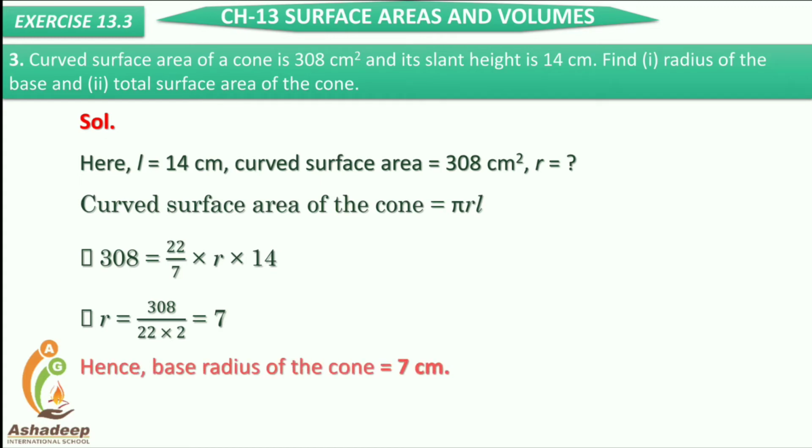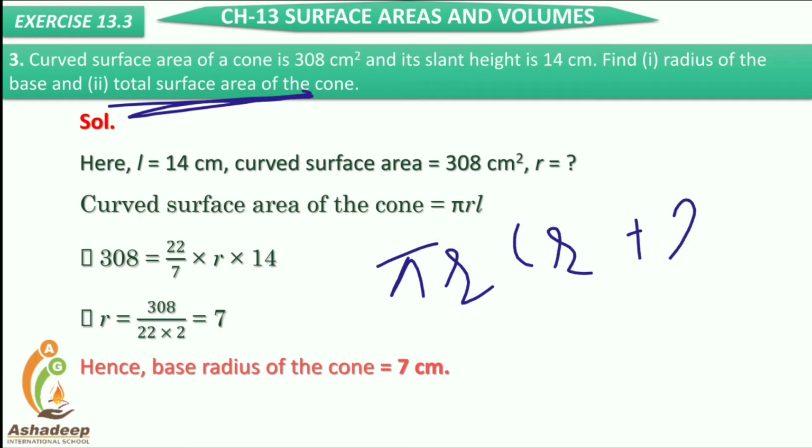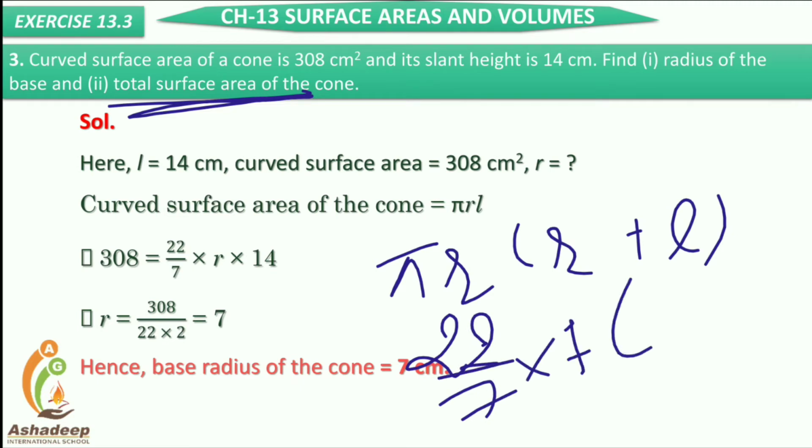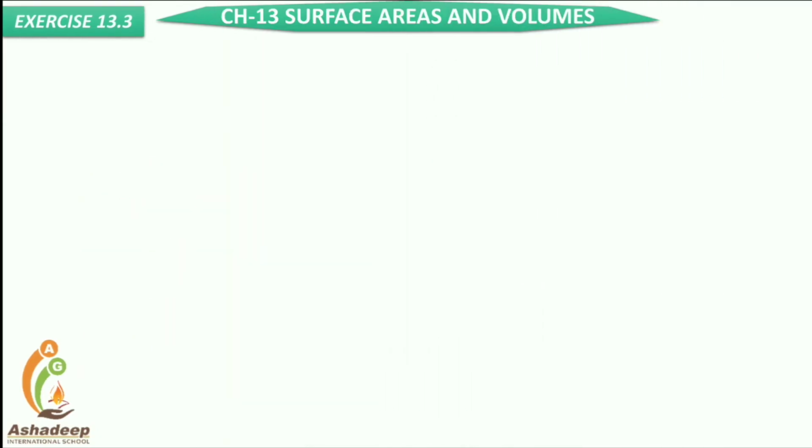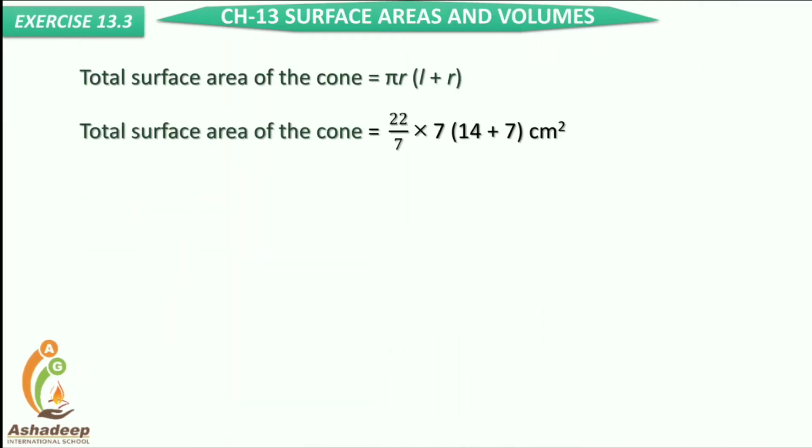Now the second question is the total surface area of the cone. We have to find out the total surface area of the cone. That is also easy. You just need to put the values into the equation, and that is pi r in bracket r plus l. What is pi? 22 by 7. Multiply by what is r? That is also 7. Here 7 plus what is l? L is 14. 7 cut. This is 21. 21 into 22 is your answer. Simple, right? So this is 22 into 21.